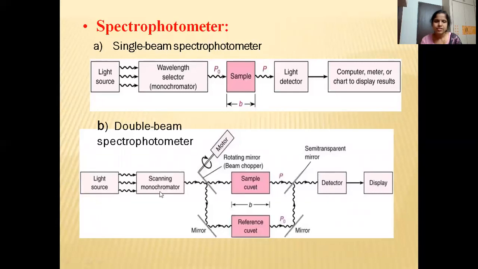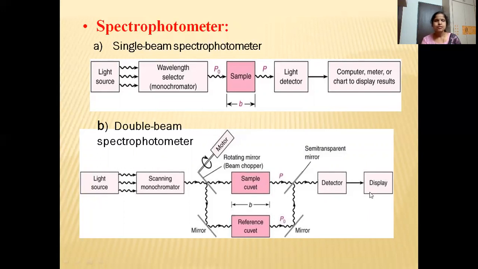The monochromator will scan it, and the beam will split into two parts. So it is chopped into two beams by a rotating mirror. One beam will pass into the sample cuvette, and the other beam will strike the mirror and is passed to the reference cuvette. Both beams are transmitted out from these two cuvettes, fall on the mirror, and are detected by the detector and displayed.